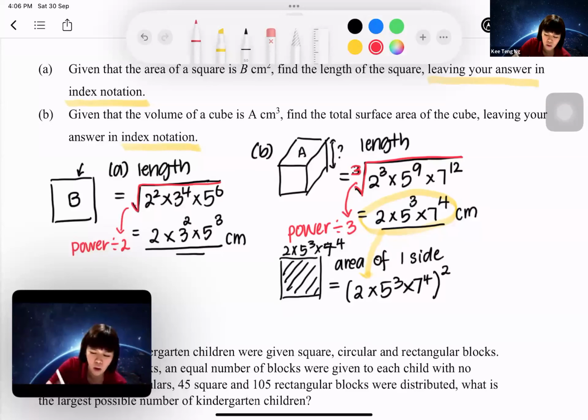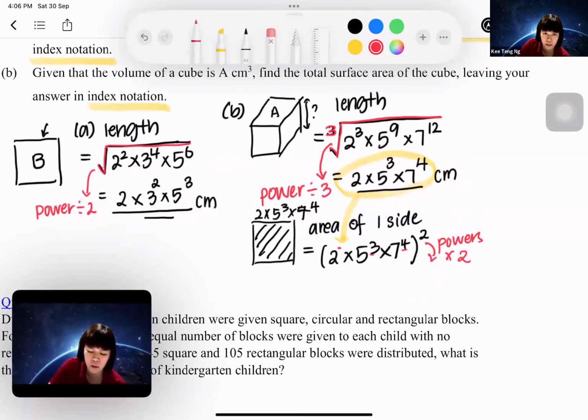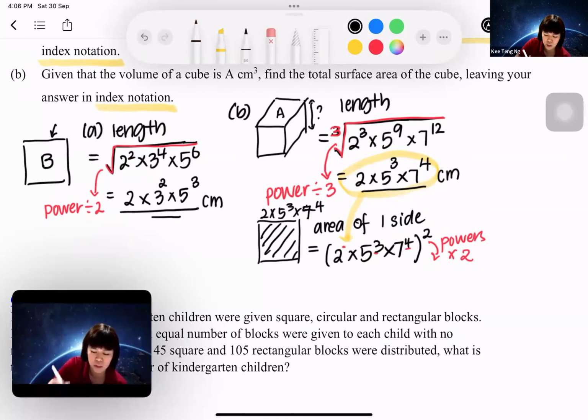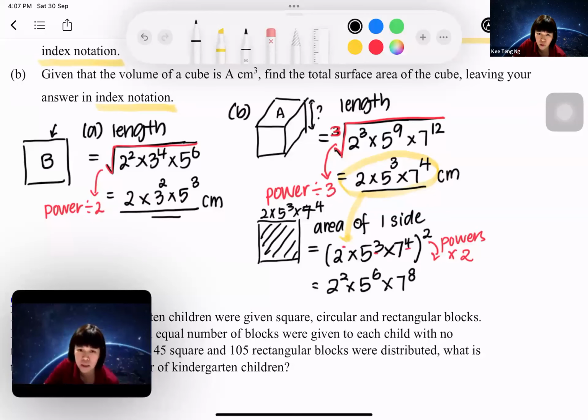Whole thing squared, we square all the powers here. When we square something, all the powers will multiply by 2. So this one will be 2 squared, 5 to the power of 3 times 2, which is 6, 7 to the power of 4 times 2, which is 8. So this is the area of one side.